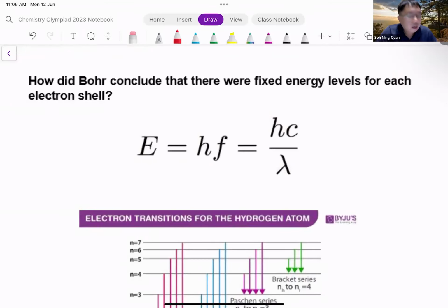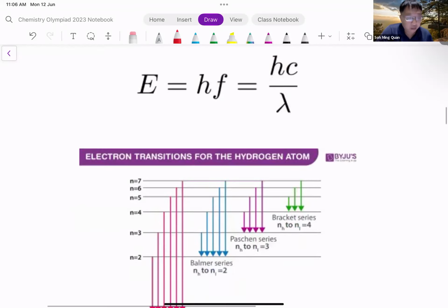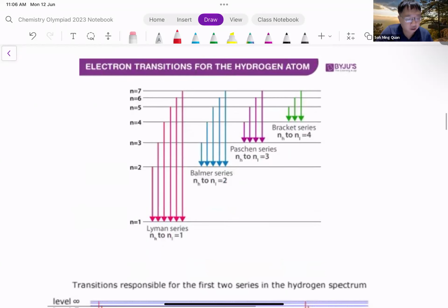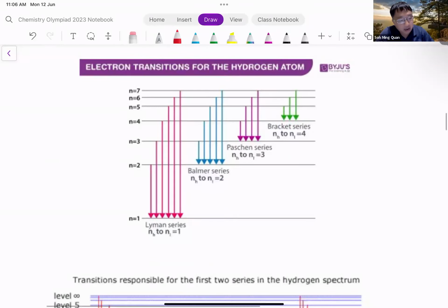Now, how did Bohr conclude there were fixed energy levels for each electron shell? Of course, there were experiments performed. And the experiments performed involve what we call line spectra. So what did we actually do? Now, before we get to this equation, let's go through this little diagram here. In this diagram, you are basically given some lines and some arrows. So let's try and make sense of it.